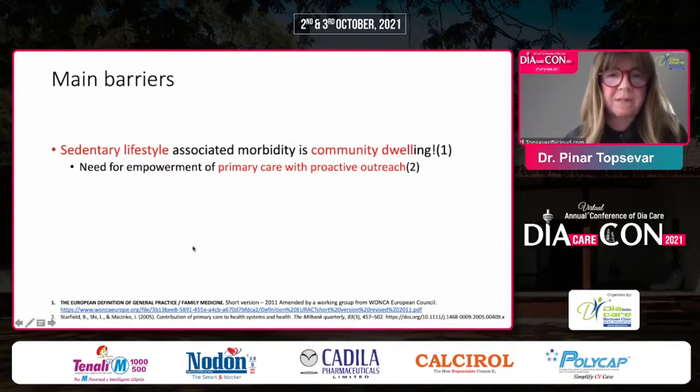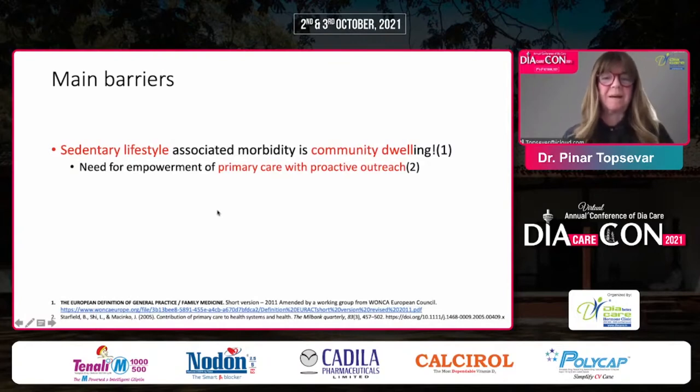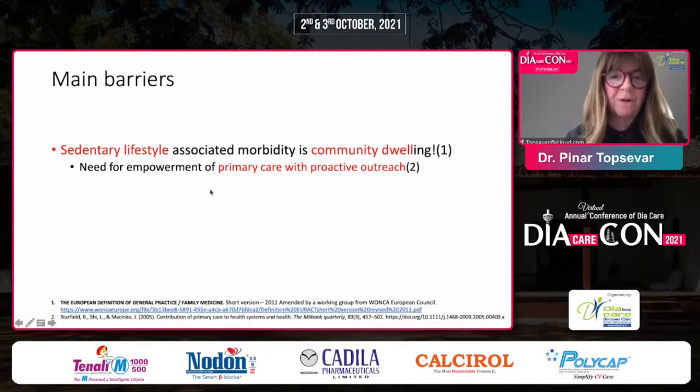And one of the main barriers that all of us, all clinicians who look after type 2 diabetic patients, encounter and know well is this sedentary lifestyle, which is the cause of all evil, so to say, because it's a modifiable risk factor that, if the exposure is avoided, would actually mean primary prevention of obesity and all the dysglycemic career steps which follow hence. But this condition is community dwelling, much more so, unfortunately, now with the COVID-19 pandemic. So again, here we need primary care with proactive outreach to each individual in the community of the GP.